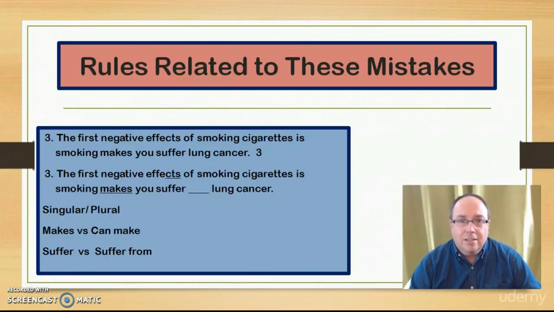suffer. We don't just say suffer lung cancer. We need a preposition in there too. Suffer from. So the final sentence should be, the first negative effect of smoking cigarettes is smoking can make you suffer from lung cancer. Let's go on to number 4.